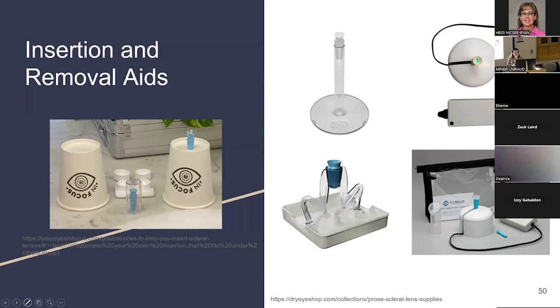They start out with something as simple as the use of a cup and putting your scleral lens inserter in the base of a cup. That's great. It's great in a pinch. However, it's definitely not going to be the most durable option for your patient.